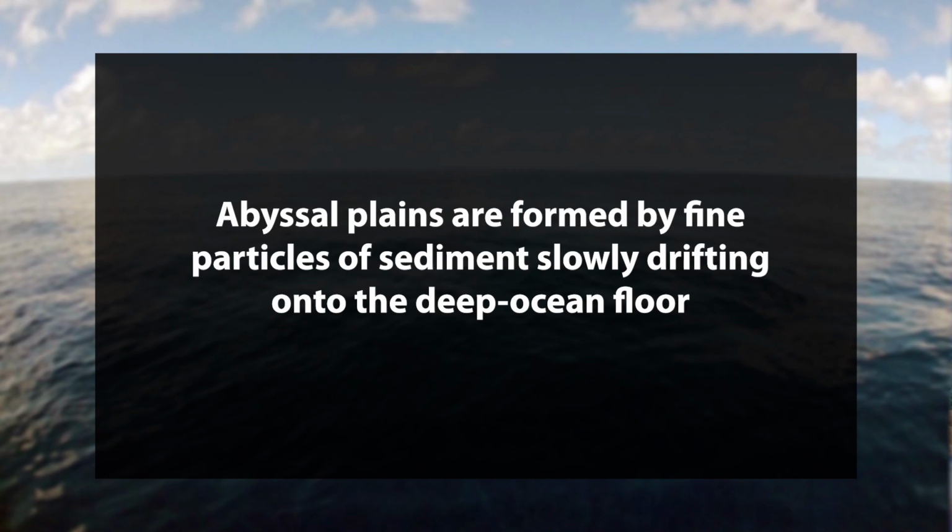Abyssal plains are formed by fine particles of sediment slowly drifting onto the deep ocean floor. Over millions of years, a thick blanket of sediment is produced by suspension settling of fine particles, analogous to marine dust accumulating on the ocean floor. Few abyssal plains are located in the Pacific Ocean. Instead, most occur in the Atlantic and Indian Oceans.